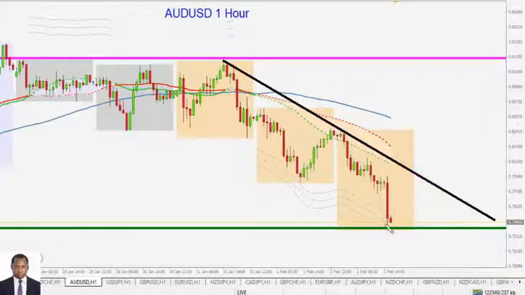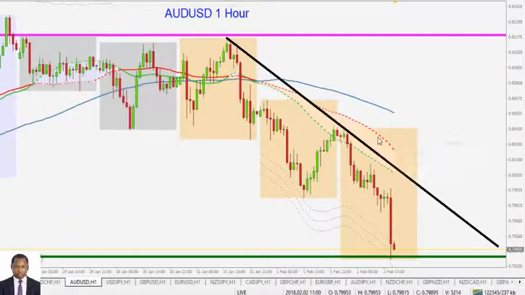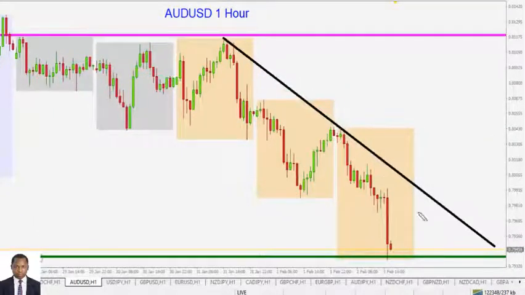Okay, all right, so nothing here for today. The average daily range is made. The news announcement just drove price to the downside in one candle.